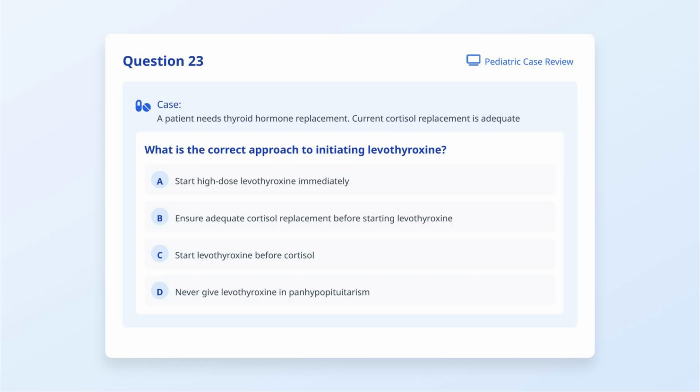Case scenario: a patient needs thyroid hormone replacement. Current cortisol replacement is adequate. Question: what is the correct approach to initiating levothyroxine? Option A: start high-dose levothyroxine immediately. Option B: ensure adequate cortisol replacement before starting levothyroxine. Option C: start levothyroxine before cortisol. Option D: never give levothyroxine in panhypopituitarism.